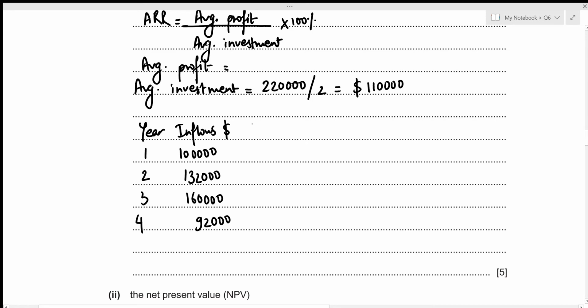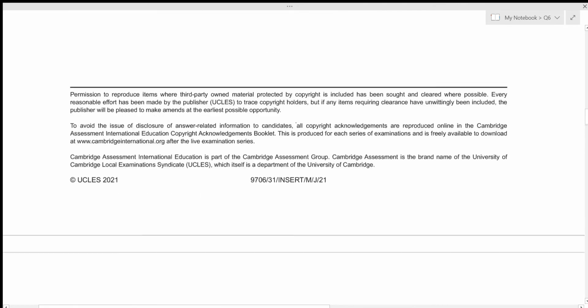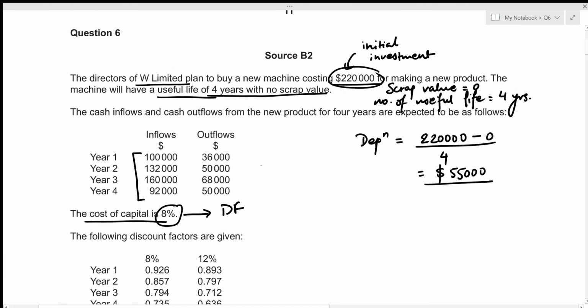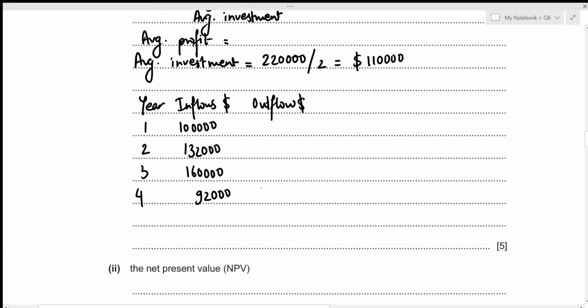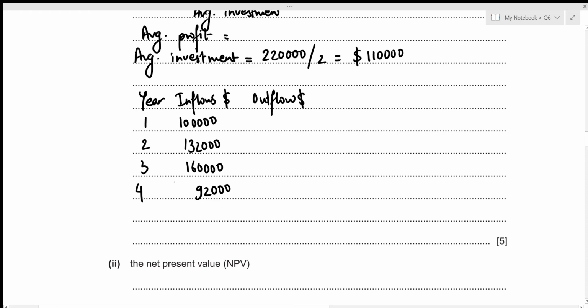Now we also need to list our outflow. Let's have a look at the above information. So the outflows for year 1, 2, 3, and 4 are 36,000, 50,000, 68,000, and 50,000 respectively. Let's write it down. For the first year, the outflow was 36,000. For the second year, it is 50,000. For the third year, it is 68,000. And for the final year, it is 50,000 again.